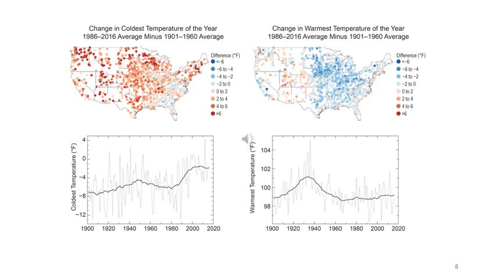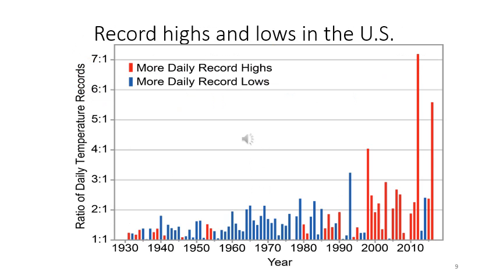On the right side of the graph, you see the change in the warmest temperature over the year. And again, it's the difference between the 1986 to 2016 average minus the average for 1901 to 1960. And so again, you see a different pattern, right? In this case, for the warmest temperature, we actually see lots of those blue dots, especially on the eastern side and the central part of the United States. And then the graph below also shows you the variability of those warmest temperatures all over the United States. This is another way to look at this data.